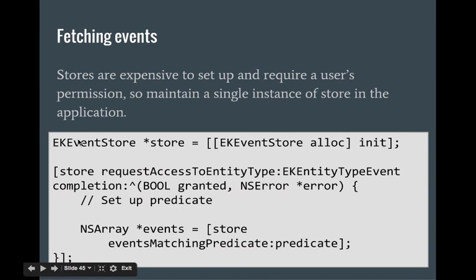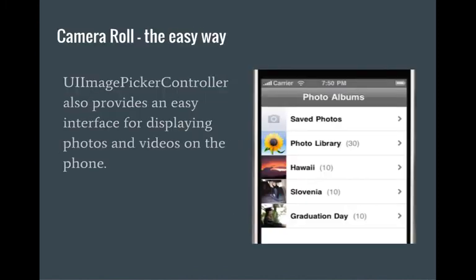Like, this is let store equal EventStore. This alloc init just means open, close, right? Then this one means store dot, it's a message. Store dot request access entity type. Some of this has changed, but it can be really easy, right? So when you see, let me find one that is harder.